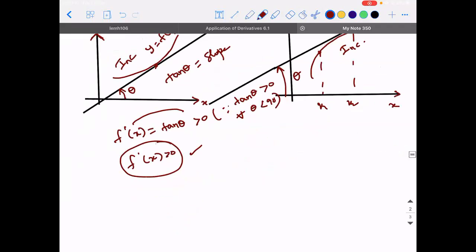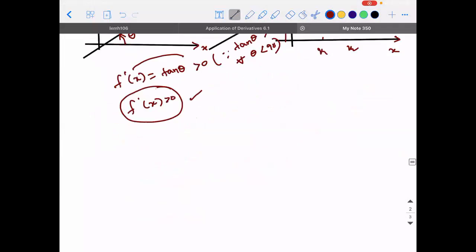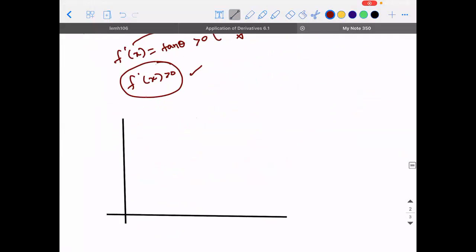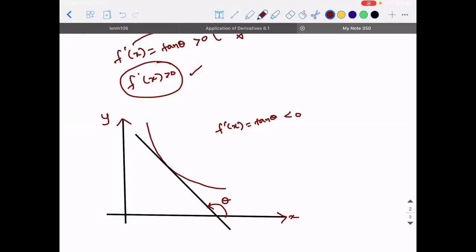Now we will go to the next concept, that is, what will happen if it is decreasing? What has happened? f dash of x is equal to tan theta, but it is less than 0 since theta is greater than 90 degrees. Tan theta is negative in the second quadrant, so f dash of x will be less than 0 if the function is decreasing. Clear, guys?